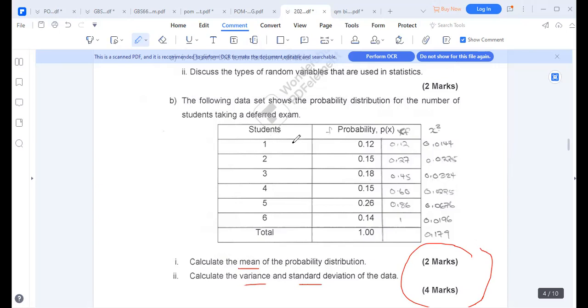So the mean: multiply this by that, this by that, this by that. The total here is 3.7. To find the variance, subtract this from there, square it, multiply by this, and we get the figure. This minus that, square it, multiply by this, and the total is your variance. Or use the easier one I gave you in this particular example.